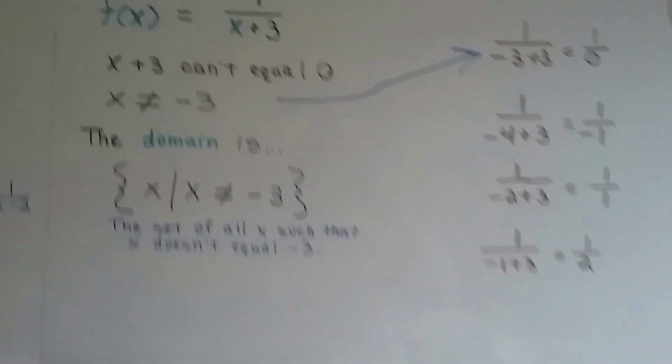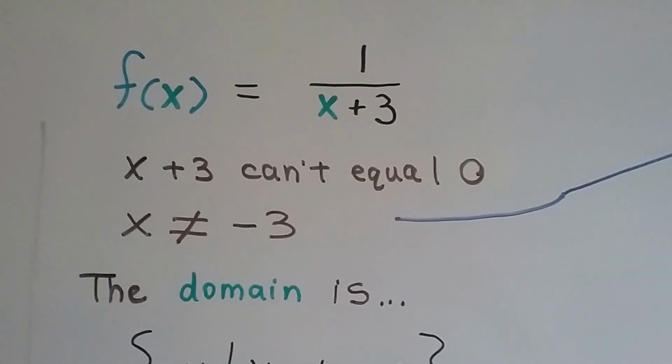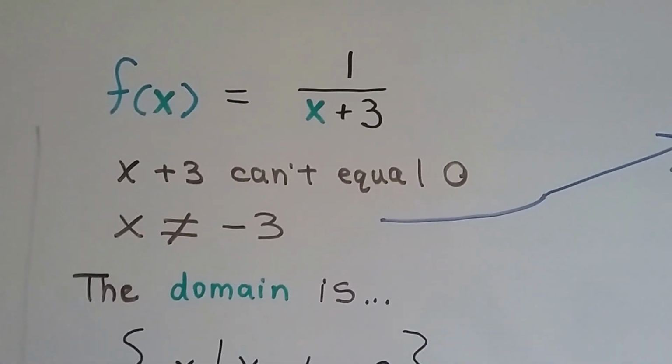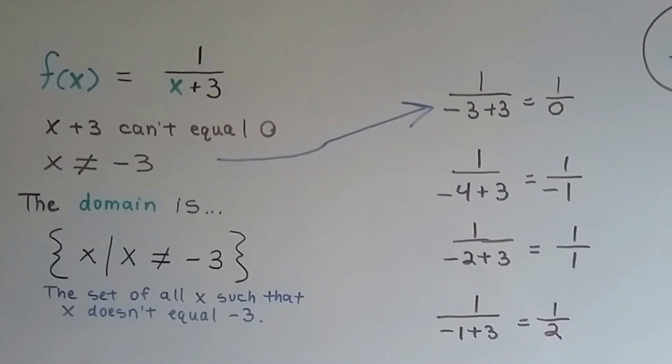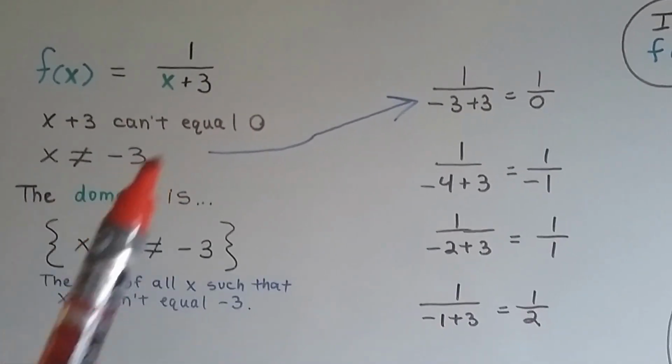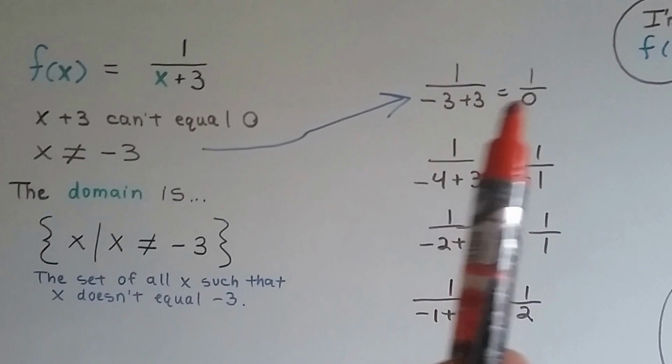Okay, let's look at this one. The function of x is 1 divided by x plus 3. Again, we can't have a denominator that's a 0. So x cannot equal negative 3. If we have a negative 3 here, negative 3 plus 3 is a 0.